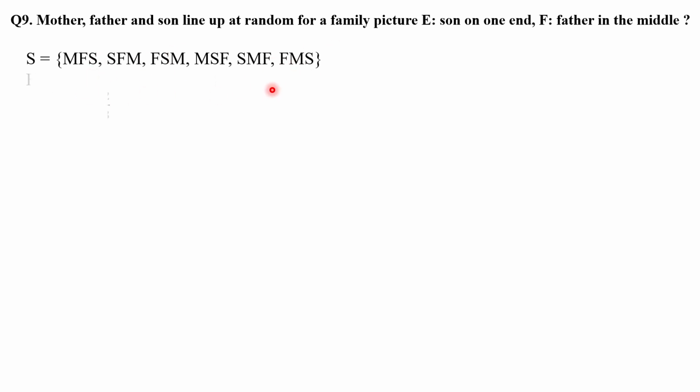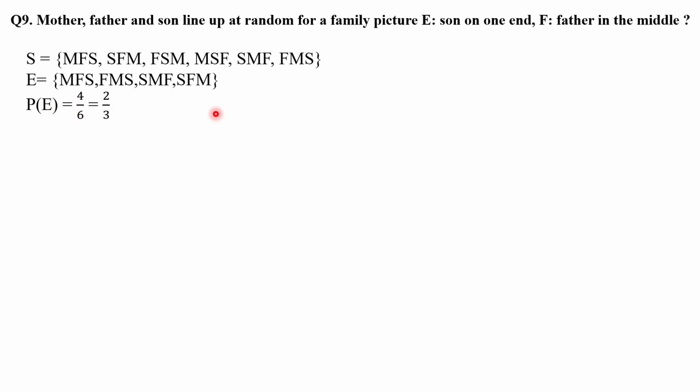Okay. Now E: son on one end. So I make the son on one end. Like it can be on left hand, it can be on right hand. So here it's on right hand, and here son is on left hand. So that is the 4, and sample space has 6. So probability of E is 4 by 6.